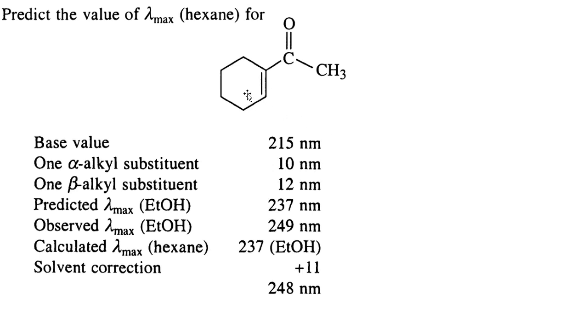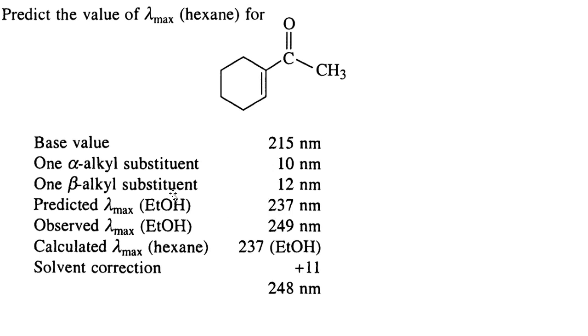It has a ring residue or alkyl substituent at this beta position, and this will contribute 12 nanometer as the increment. That is one beta alkyl substituent, which contributes 12 nanometer as the increment. See, the total value will be 237 nanometer. That is the calculated lambda max in ethanol, 237 nanometer.